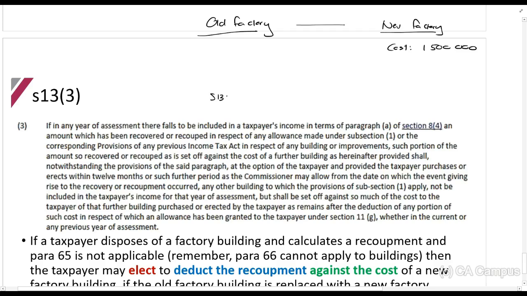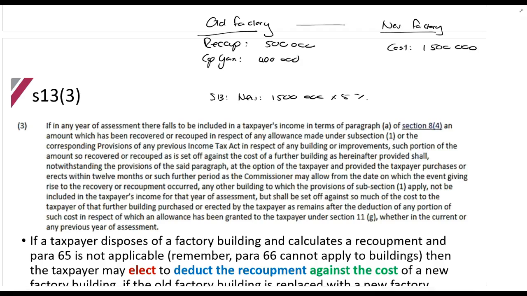So my section 13 allowance on the new factory I'm going to get is 1.5 million times 5%. Now the old factory, so I sell my old factory and I buy a new factory. The old factory does not have the same rule about the proceeds, but what has to happen is you have to have a recoupment. So let's say the recoupment is 500,000 and you have to have a capital gain, and let's say again the capital gain was 400,000.